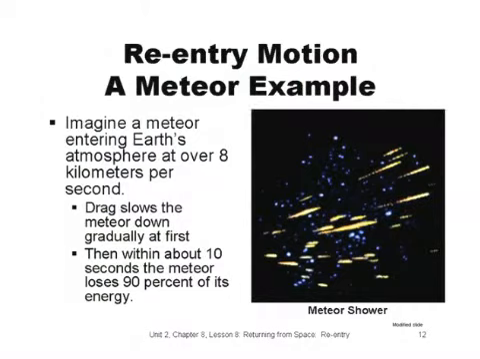Imagine a meteor speeding through space until it encounters Earth's atmosphere at more than 8 kilometers per second. In the upper reaches of the atmosphere, the air is very thin, so it has little drag to slow it down. As the meteor penetrates deeper into the atmosphere, the drag force builds rapidly, causing it to slow down. The meteor's velocity stays nearly constant for the first 10 seconds in the thin air, but then changes during the next 10 seconds when it loses almost 90% of its velocity in the denser atmosphere.